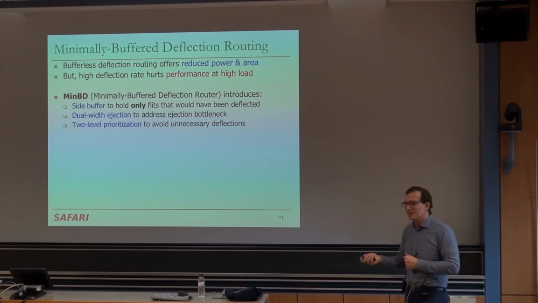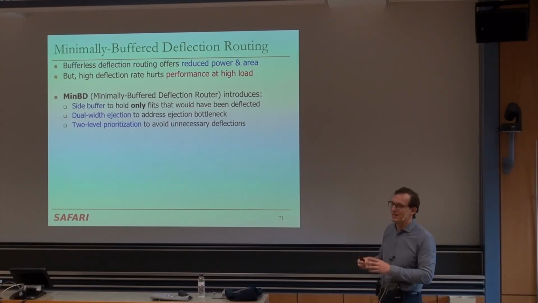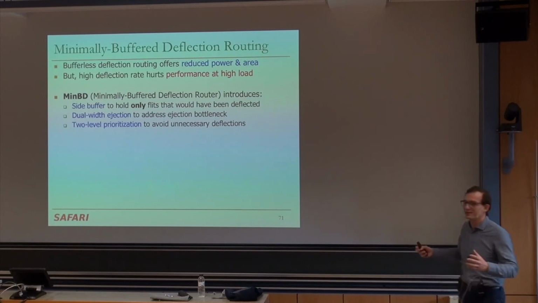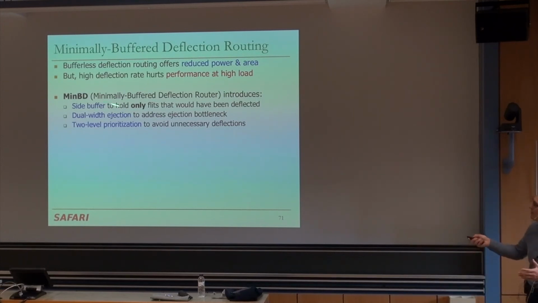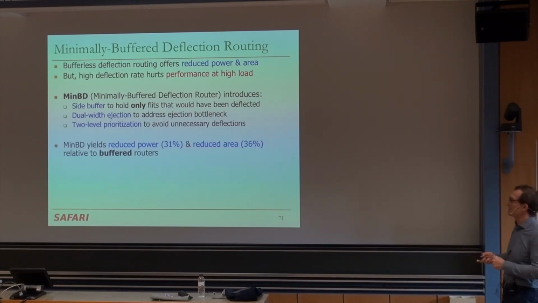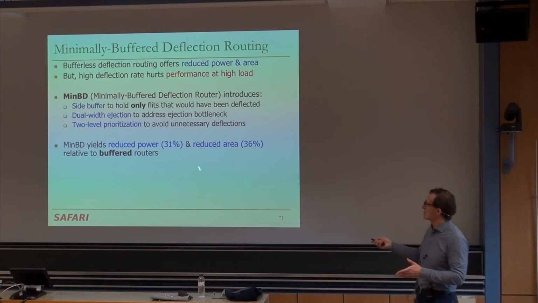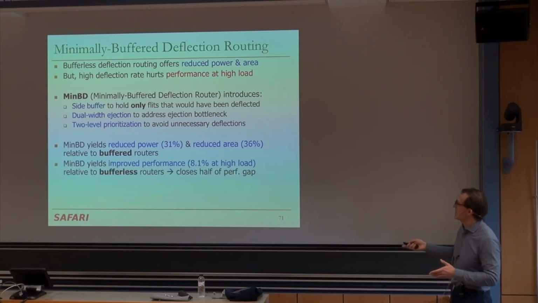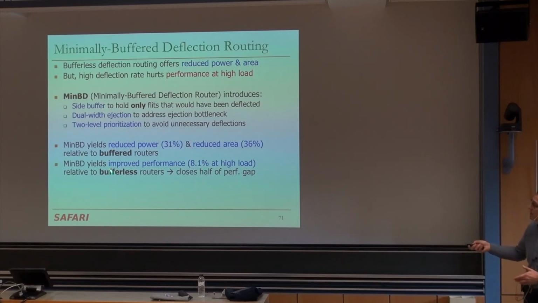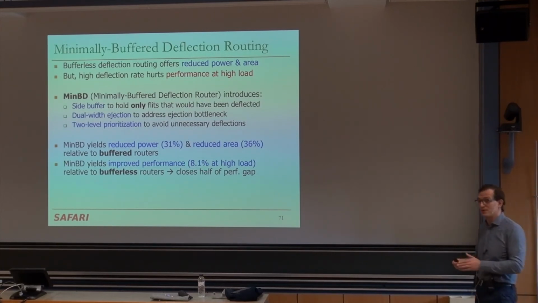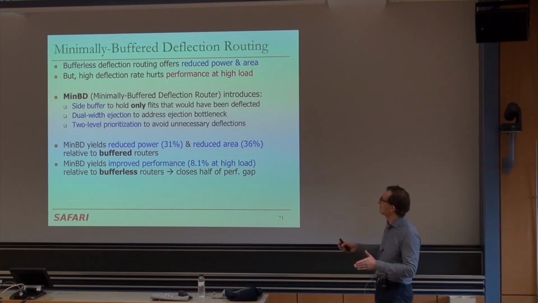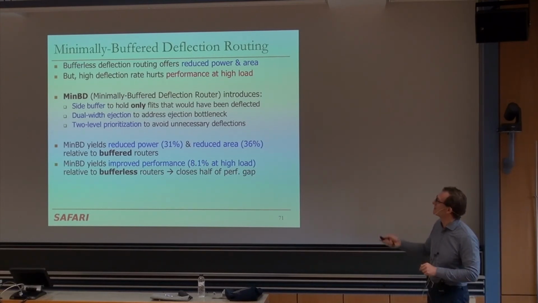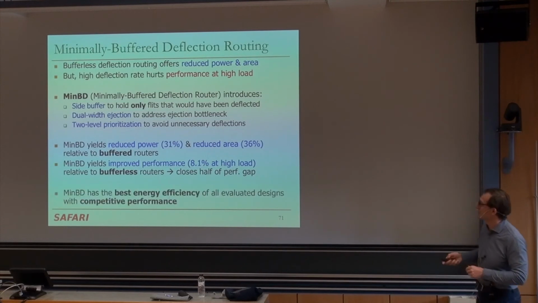And then it's actually not enough to have just golden packet prioritization. It's also better to have some two-level prioritization. That's the idea over here. So this leads to significant power reduction and reduced area. Also, compared to bufferless routers, it gives you better performance and closes half of the performance gap. So basically now the performance gap between buffered and bufferless, or minimally buffered, is much smaller.